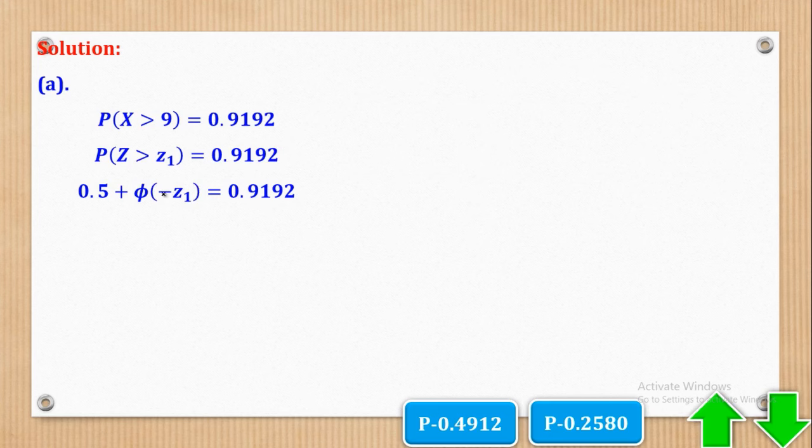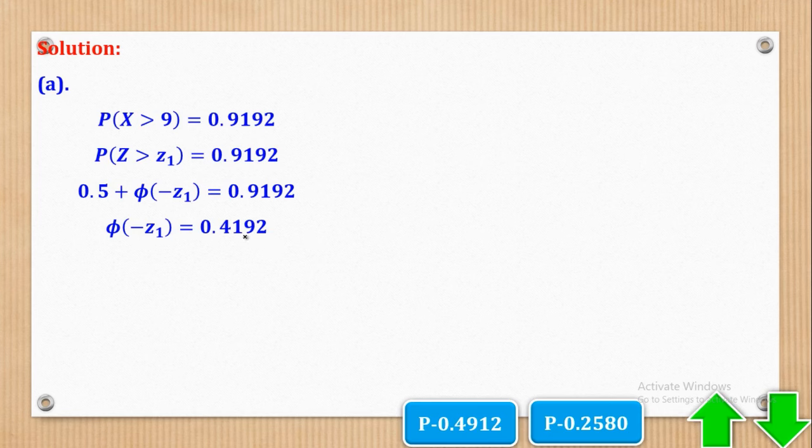Now that you have realized that the z value is negative, the next is to get the value of z. If I bring this one this side, I'll remain with phi of negative z1 equal to 0.494192. Now this is the probability. You have to find out the z value which gives you this probability. That is what we call de-standardization. So let's see how that is done.